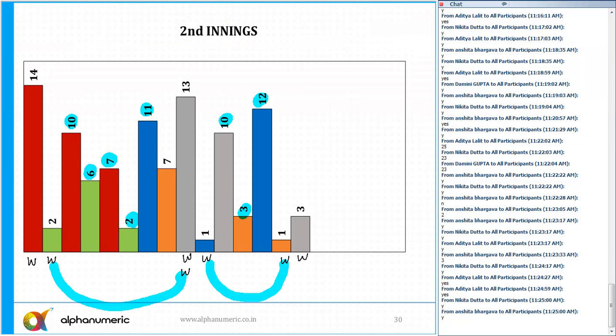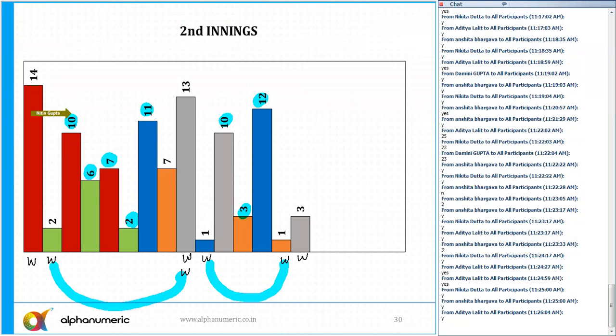Now tell me, 1, 2, and 3. What is the median of this red one, or the maroon color? Median is 10. Yes or no? 7, 10, and 14. Median is 10. So in 4 overs, he will give a total of how many runs? Please tell me. In 4 overs, he will give a total of how many runs?